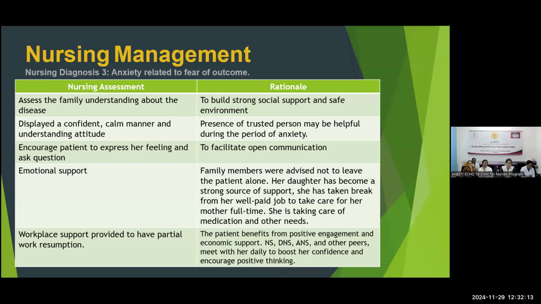Workplace support was provided with the help of our nursing superintendent, assistant nursing superintendent, deputy nursing superintendent, and her colleagues and the junior staff. We have tried to engage the patient in some work so that her mind can be diverted and the negative thought chain can be broken. So every day the peer group meets her and counsels her and tries to give positive thinking, positive attitude. Next.